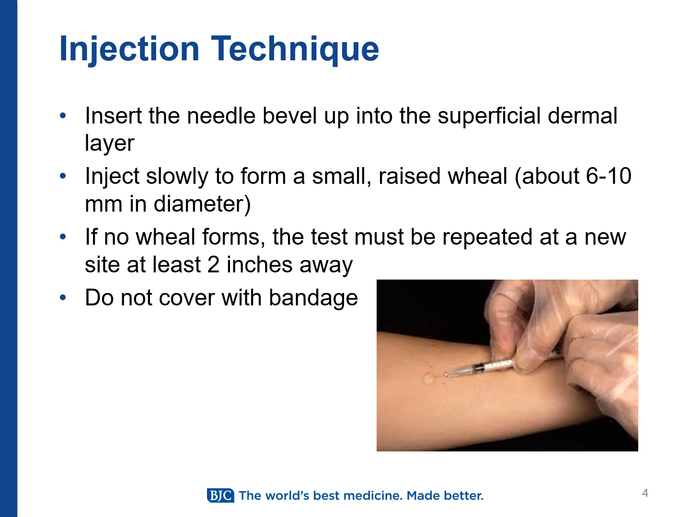When you're ready to inject, after the skin has been cleaned with alcohol and dried, hold the skin taut and insert the needle bevel up into the top layer of skin at about a 15-degree angle. Inject slowly so a small pale bump called a wheal appears. It should be about 6 to 10 millimeters in diameter. The bump tells you the injection was in the right layer of skin. If you inject too deep and no wheal forms, this test won't be valid, so you'll need to repeat it at a new site about 2 inches away from the previous site. Once finished, do not touch, massage, or bandage the site.